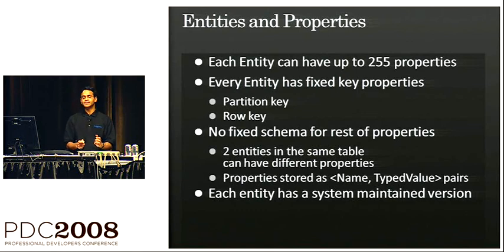There is no fixed schema for the rest of the properties. That means that 2 entities in the same table could have entirely different properties. You can think of this as flexible schema. And this might be a very convenient feature for your app. The properties are saved as name-type-value pairs. So it means that you actually preserve your type information and your names between your client and server sessions.